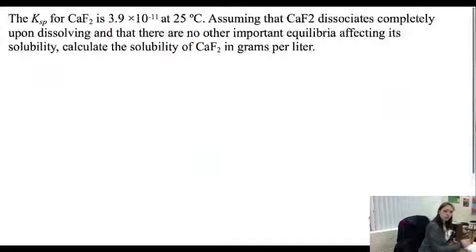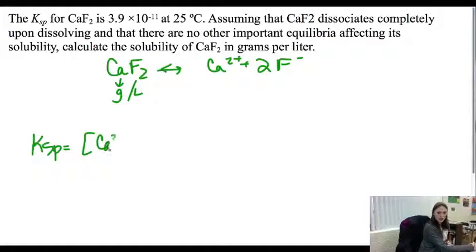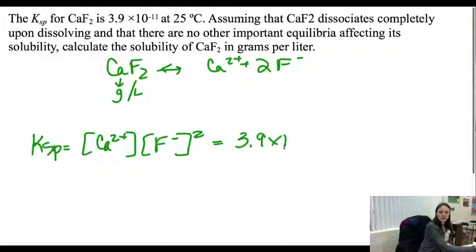The last one: the Ksp for CaF2 is 3.9 times 10 to the negative 11th. If I assume that CaF2 dissociates completely and there's nothing else going on, I want to calculate the solubility of CaF2 in grams per liter. So I've got my CaF2, which breaks apart into Ca2+ and 2 F-. I want to know the solubility of this in so many grams per liter. Well, I do know that Ksp is going to be my Ca2+ times my F- squared, and they tell me my Ksp value, which is 3.9 times 10 to the negative 11th.